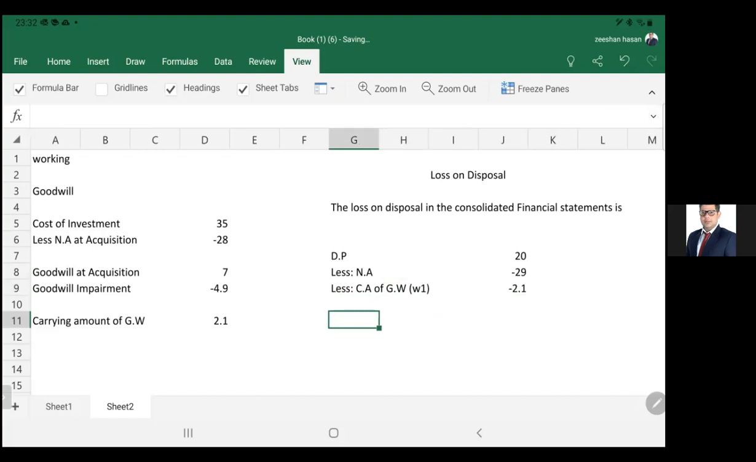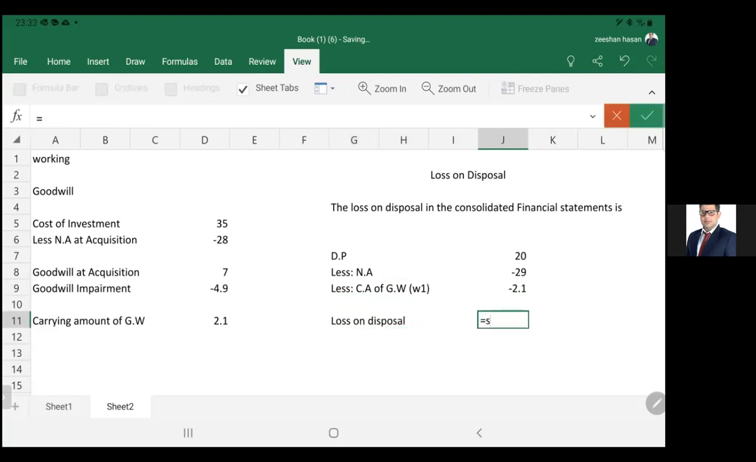So loss on disposal simply is equal to the sum, and just drag and drop: 11.1, and we are done with the first requirement.